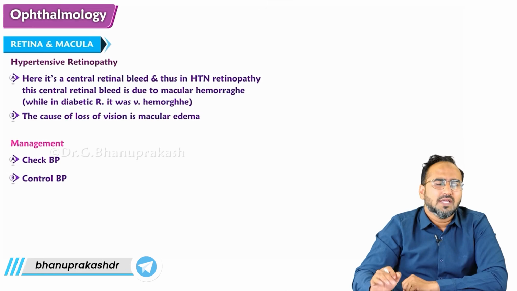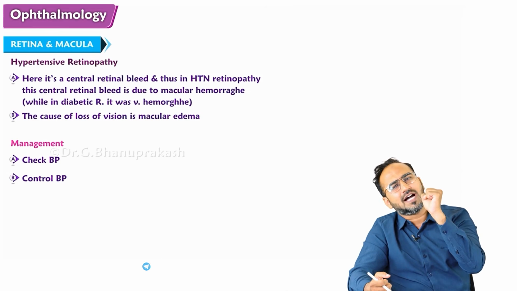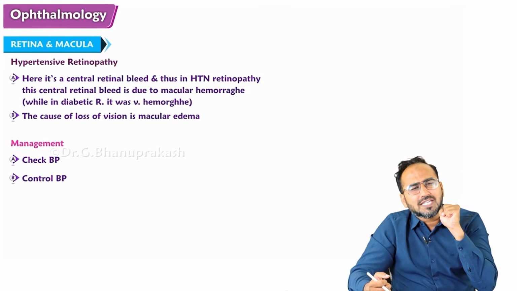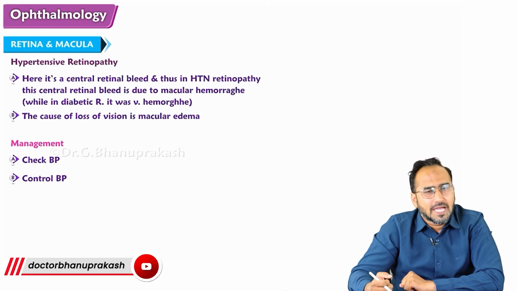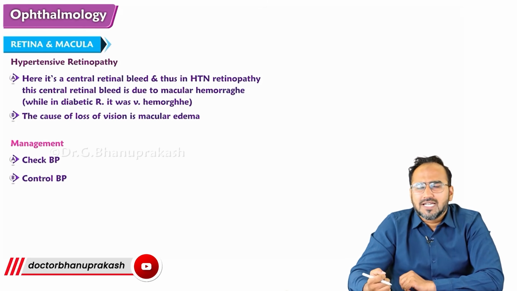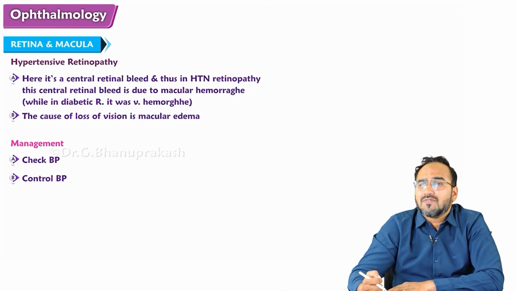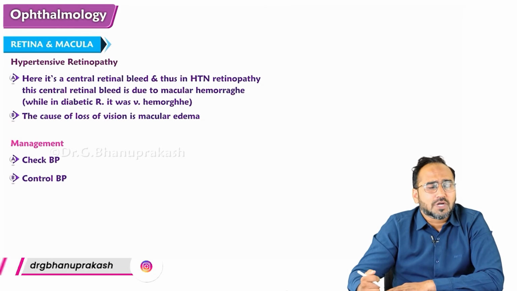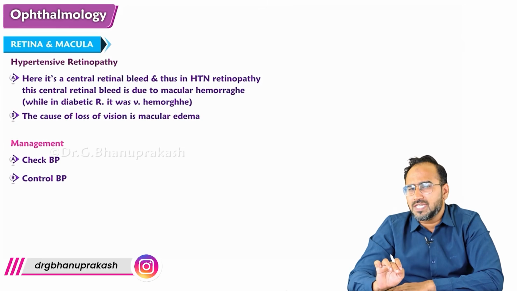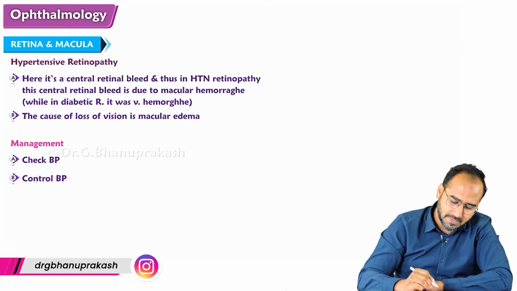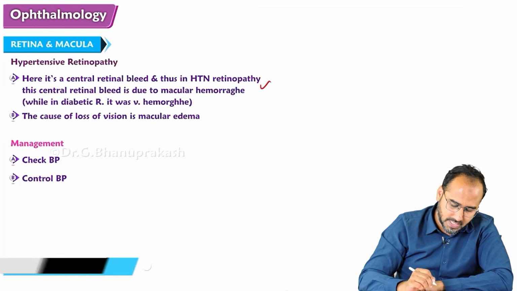Now guys, remember, why is the patient losing his vision? Because as the arteries get narrowed, the pressure inside the artery increases. It increases to such an extent that the artery will rupture, leading to hemorrhage. And if some blood goes and touches the macula, what will happen to the macula? The macula gets edematous. That is called macular edema. The most common reason for the patient to lose his vision in hypertensive retinopathy is macular edema, while in diabetic retinopathy it was vitreous hemorrhage, right?